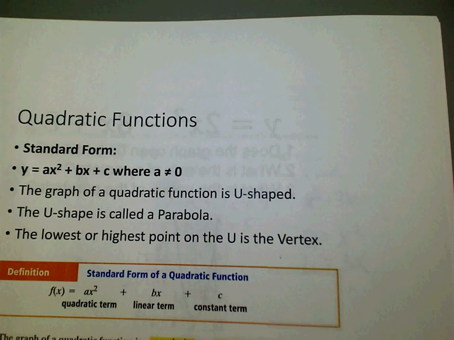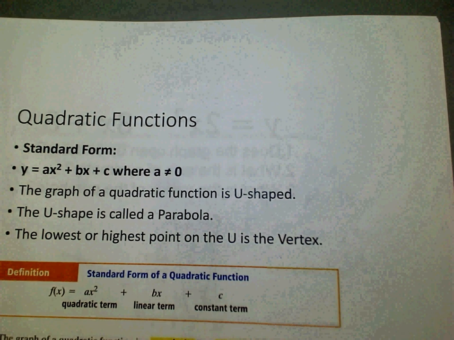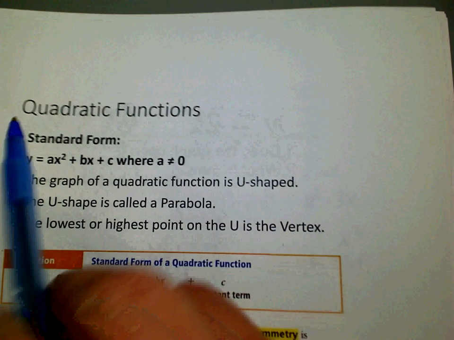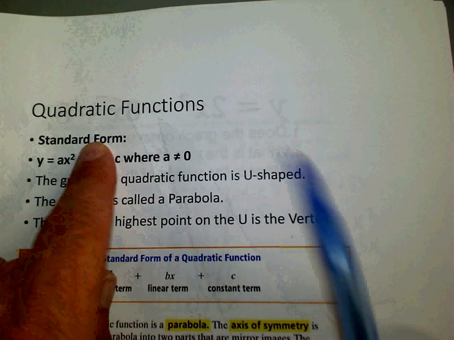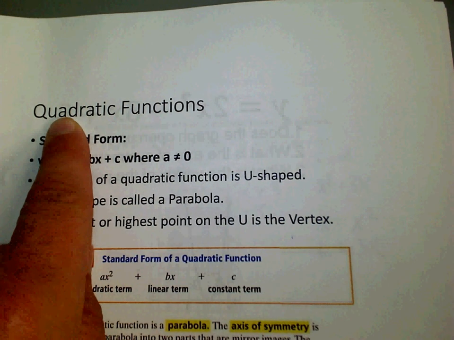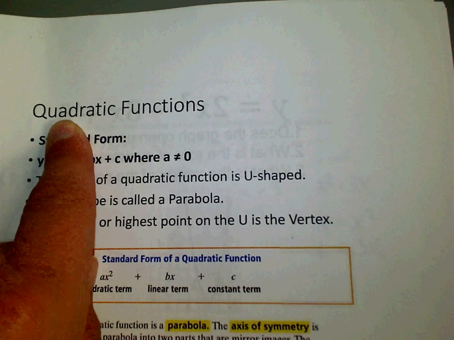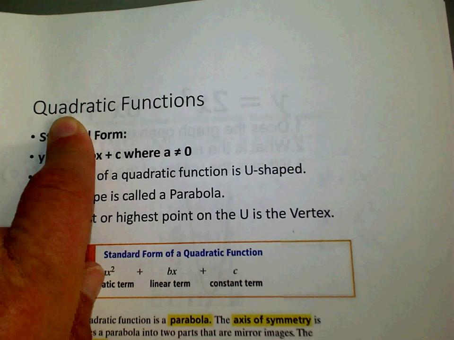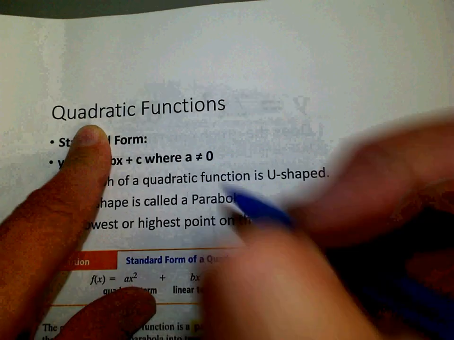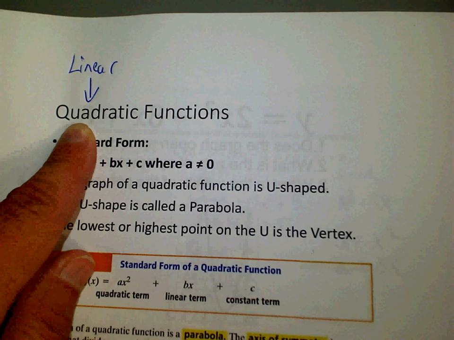Okay? What makes a function quadratic? What have we been in up until this time? What kind of functions? Somebody say, I know you know. Linear, very good. So finally, for the first time, we're going from linear, out of linear world, into quadratic world.